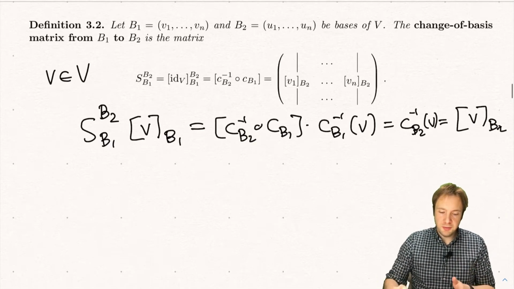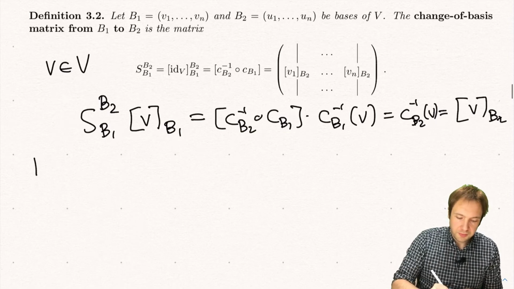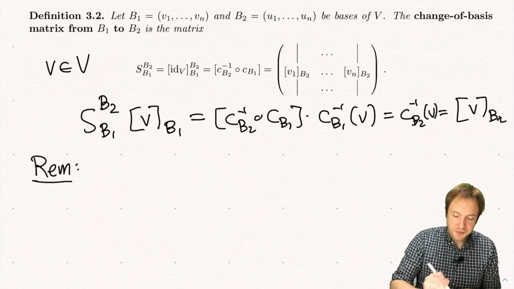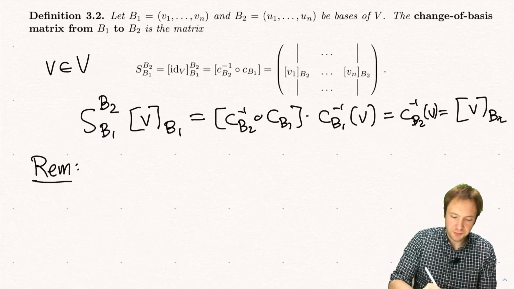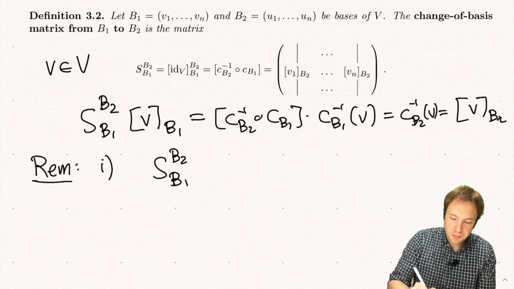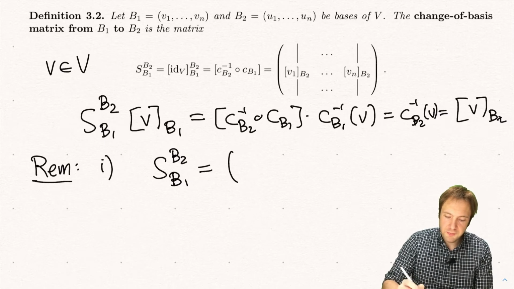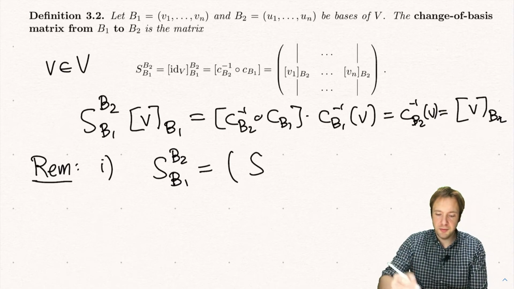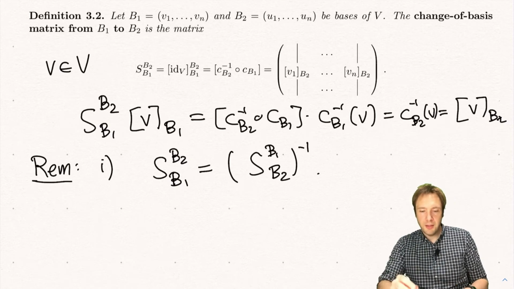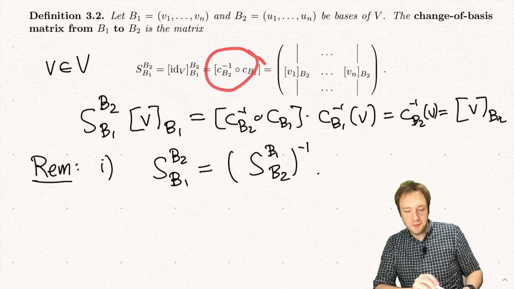So using this, we get some simple properties. Some remarks here. First, notice that if I take the change of basis matrix from a basis B1 to B2, this is just the inverse of the change of basis matrix in the other direction from B2 to B1. And this is clear from the definition here.